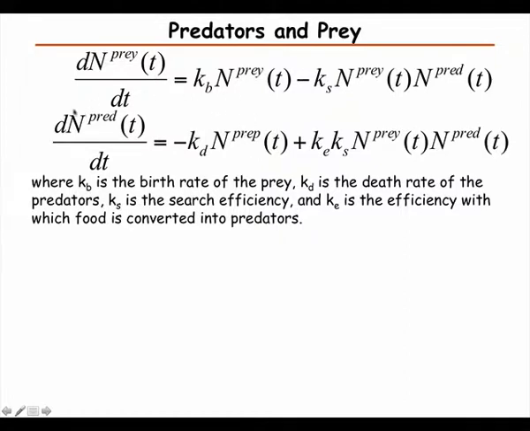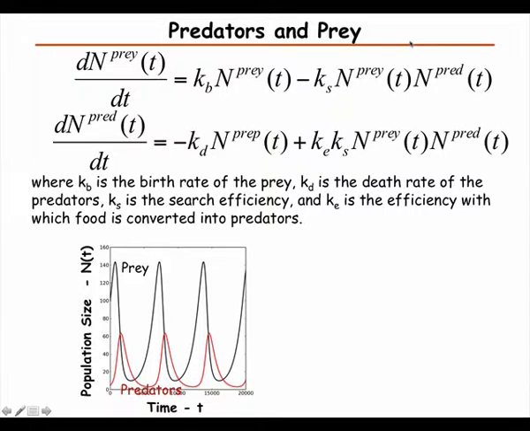Then we have a similar expression for the predators, which die at a certain rate, and get born at a certain rate that is proportional to how much they can eat. From this, we can get an oscillatory behavior. What happens is that the prey first grow when there are few predators, but then when there's a lot of prey, the number of predators goes up, and they eat too much, so the population of the prey collapses, and then it continues this way.